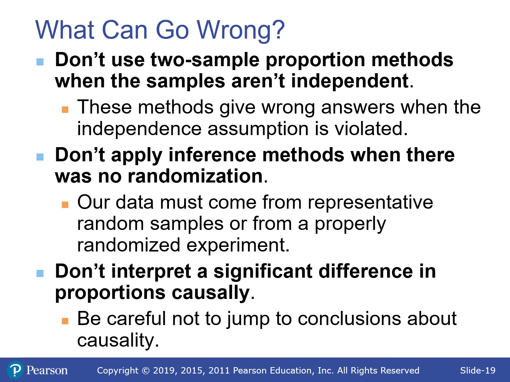So what can go wrong when we're doing these? Don't use the two sample methods if they're not independent. That does not work. We've talked about matched pairs a little bit, and we'll talk about matched pairs more. Those are not two independent samples. That would be a one sample test. Don't apply the inference methods when there's no randomization. The randomness is very important.